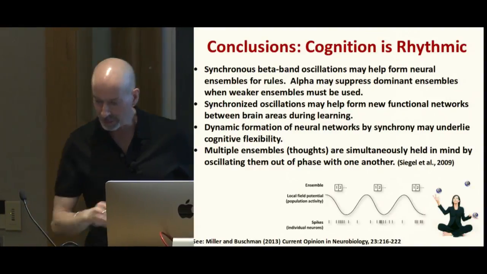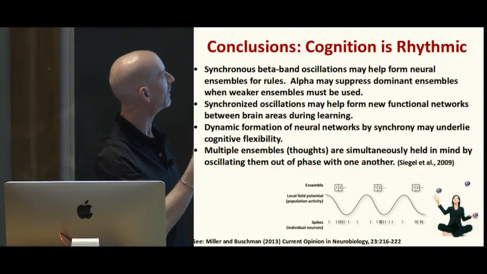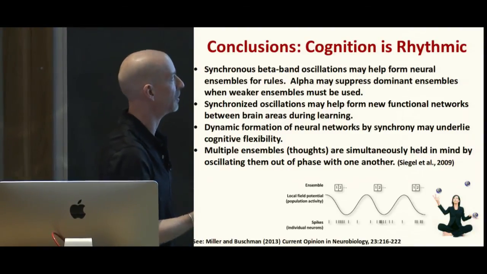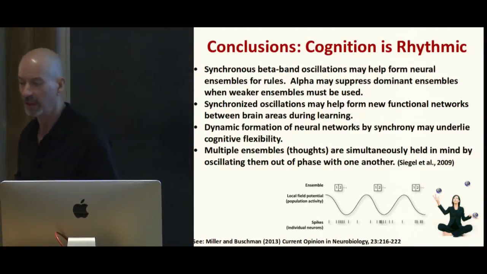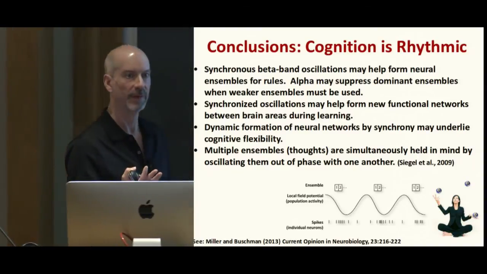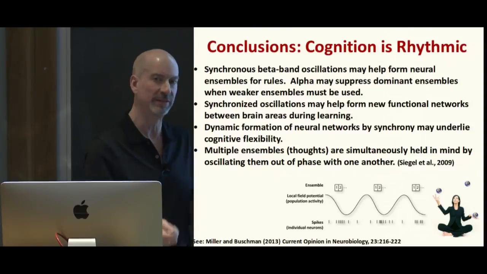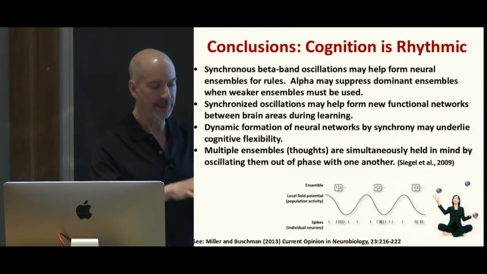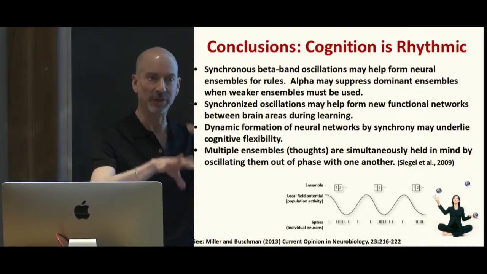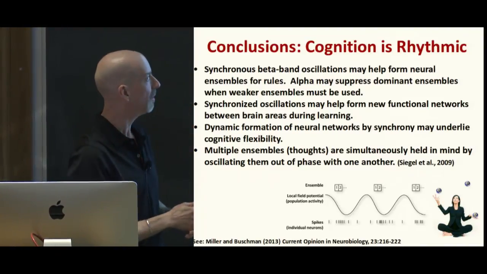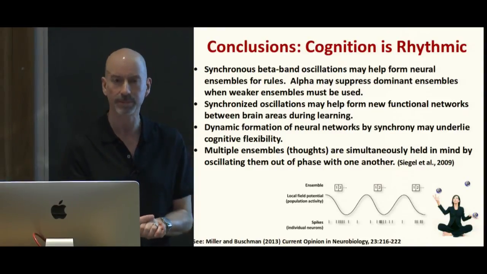So from this, we learned that the dynamic formation of neural networks by synchrony may underlie cognitive flexibility. And multiple thoughts are simultaneously held in mind by oscillating them out of phase with one another. That's the suggestion of this. The brain does this juggling act. And this juggling act is two things. One, it keeps the ensembles from colliding together, so it keeps them separate, so they don't inadvertently bind and you get a jumble of thoughts, but it also can help order thoughts.